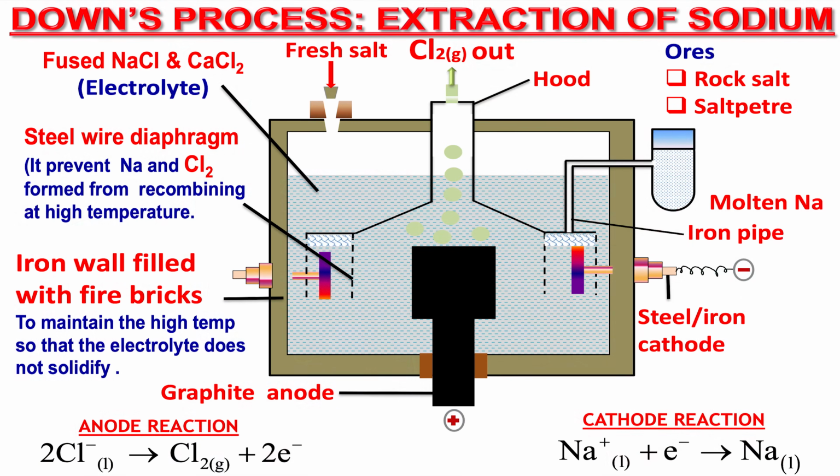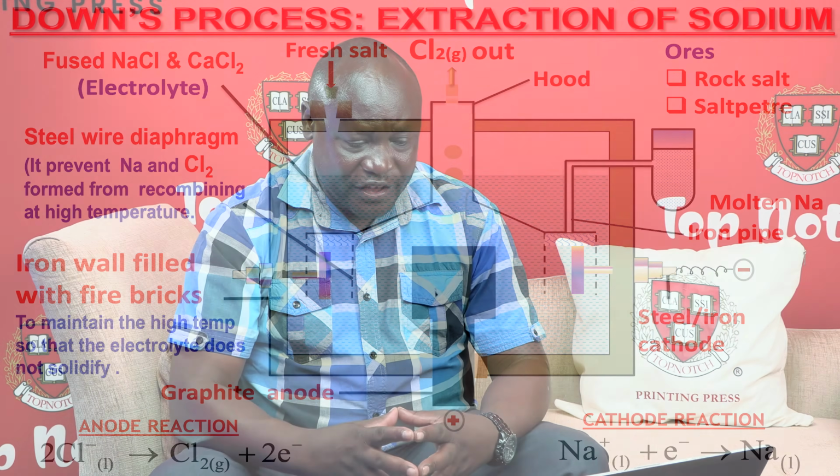the Downs cell. The Downs cell, which is lined with iron wall filled with fire bricks. Then inside the cell, there are electrodes. The central electrode is made from graphite and acts as the anode. Then on the sides, we have iron, which is used as the cathode. Remember, iron is not used as the anode because chlorine produced at the anode may react with iron to form iron 3 chloride.